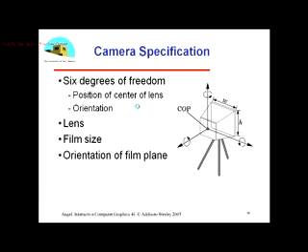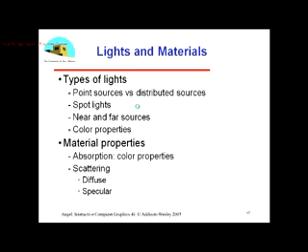Camera specification: 6 degrees of freedom, position of center of lens, orientation, lens, film size, orientation of film plane. Lights and materials. Types of light: point sources versus distributed sources, spotlights, near and far sources, color properties. Material properties: absorption, color properties, scattering, diffuse, specular.